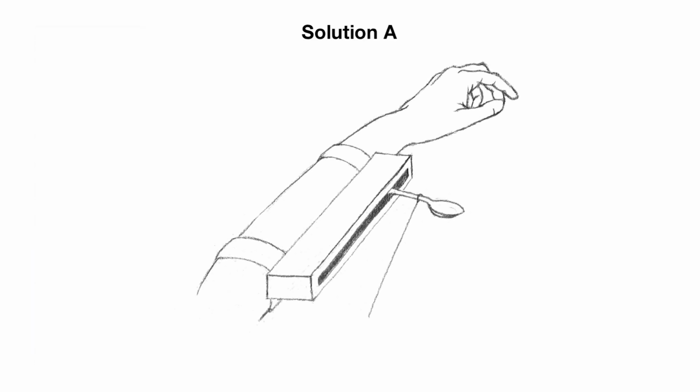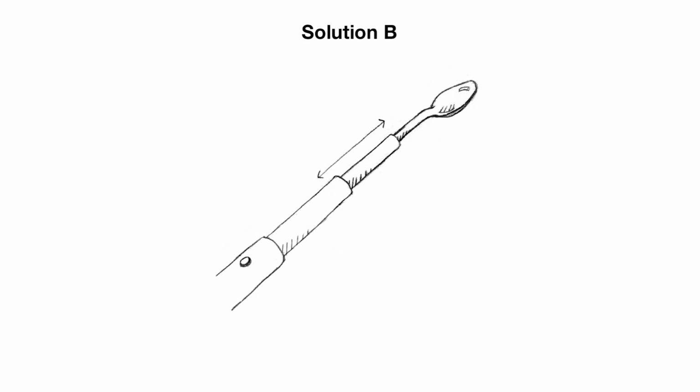Solution A attaches to the arm of the child. They use their other arm to pull a string which transfers the spoon from the plate to the mouth. Solution B is a telescoping spoon. You can use a trigger button to extend the spoon and a different trigger to retract the spoon, moving food from the plate to the mouth.